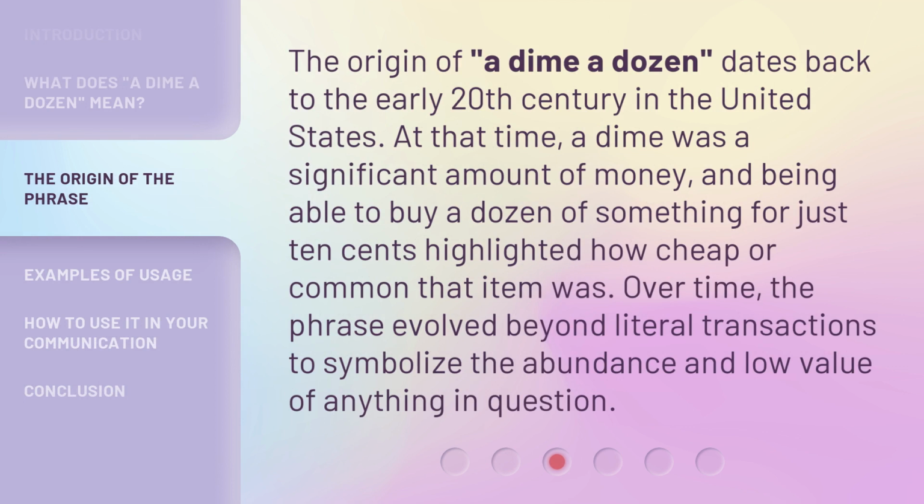The origin of a dime a dozen dates back to the early 20th century in the United States. At that time, a dime was a significant amount of money, and being able to buy a dozen of something for just 10 cents highlighted how cheap or common that item was. Over time, the phrase evolved beyond literal transactions to symbolize the abundance and low value of anything in question.